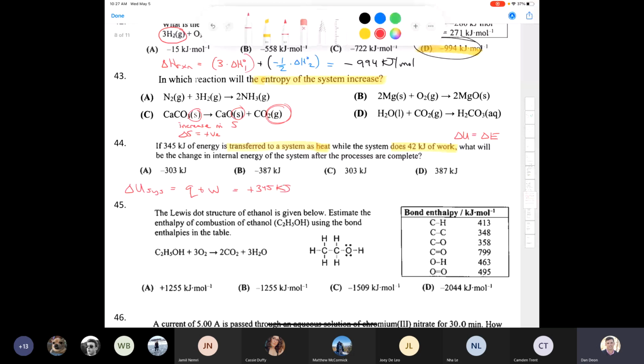Then the second part, in terms of the work, our W: the system is doing 42 kilojoules of work, right? If the work was being done on the system, it would be positive. However, since the system is performing the 42 kilojoules of work, it's losing that energy, because it's doing the work. And we end up with 345 plus negative 42, and we end up with our change in internal energy as being 303 kilojoules. That better be an answer. C.